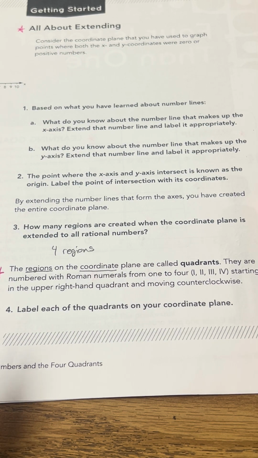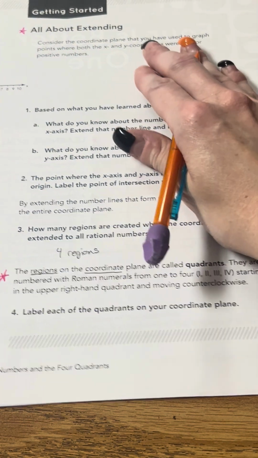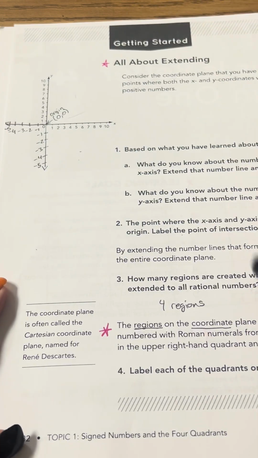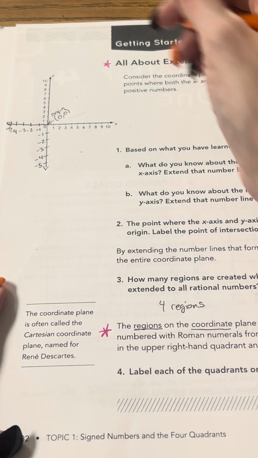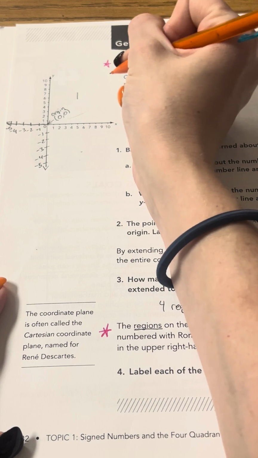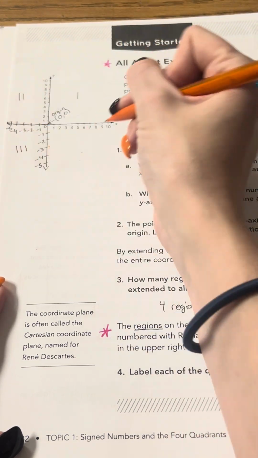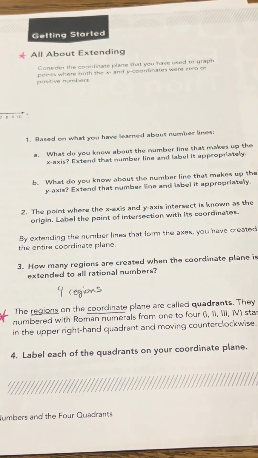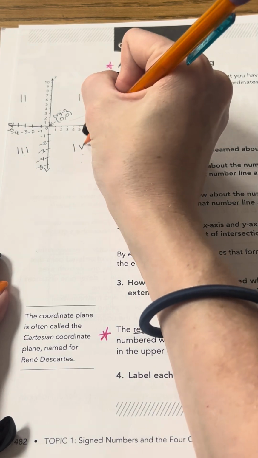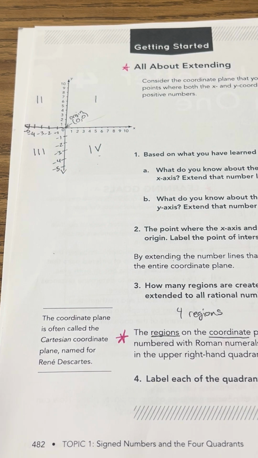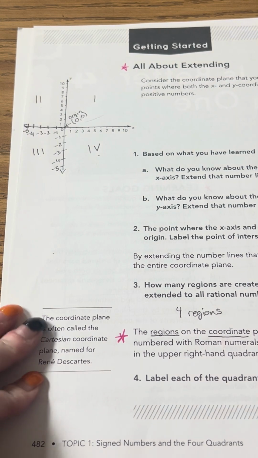Number 4 says label each of the quadrants on your coordinate plane. So they said that we have 4 quadrants, and this is how we're going to label them. So looking here, starting on the upper right-hand quadrant, this is quadrant 1, this is quadrant 2, this is quadrant 3, and then quadrant 4 is actually labeled this way. So then that's our 4 regions, our 4 quadrants on the coordinate plane.